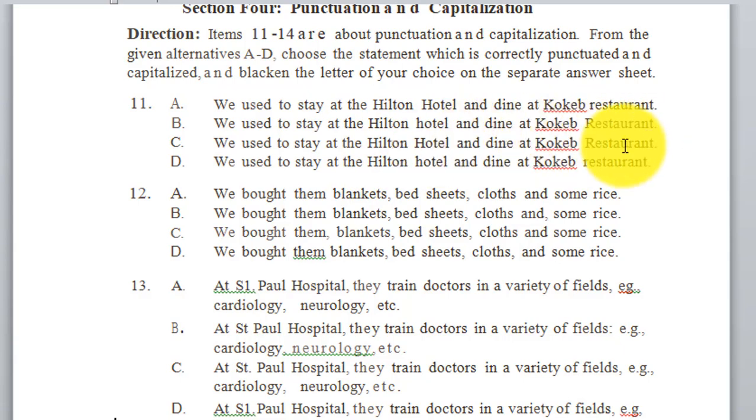If you write here in small letter, this must be in small letter; if you write this in capital letter, this must be in capital letter. The name of the hotel should be written and capitalized: Hilton, H capital, and Kokab is capital, absolutely right. So the answer is C. Hold on to the justification I just gave, please. The next question.